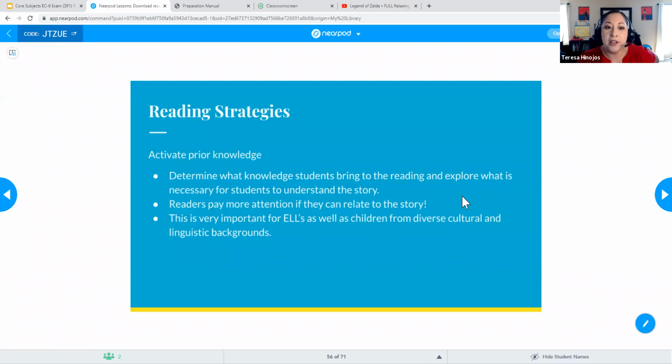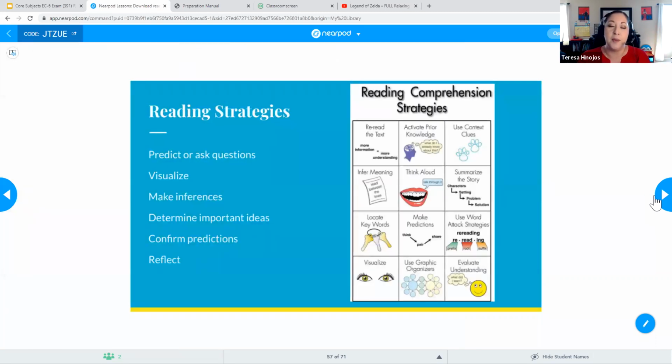Some reading strategies that you can use: again, you can activate that prior knowledge. So determine what the students are bringing to the story. They're going to pay more attention if they relate to the story. And this is super important for ELLs as well as children from diverse cultural and linguistic backgrounds, so that they can also bring that information and knowledge to the class. This is also something important with STR, that we want to make sure our students are being exposed to those different ideas. When you ask students questions and have those conversations with the class, everybody's building their whole knowledge base.